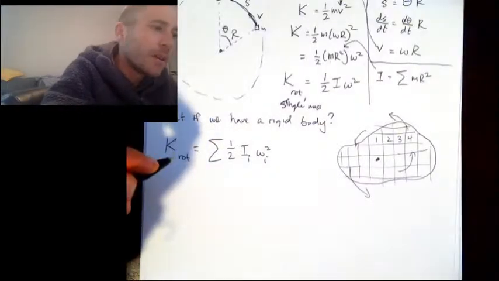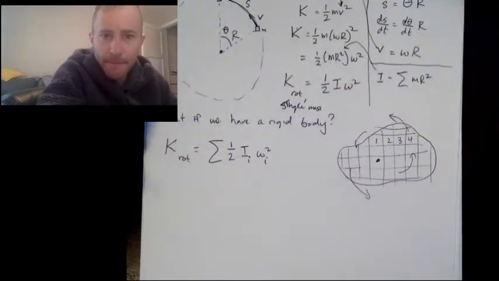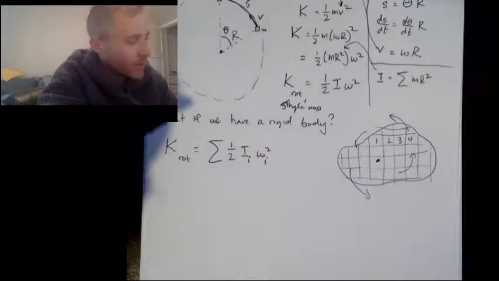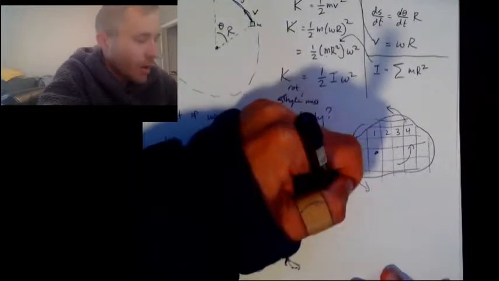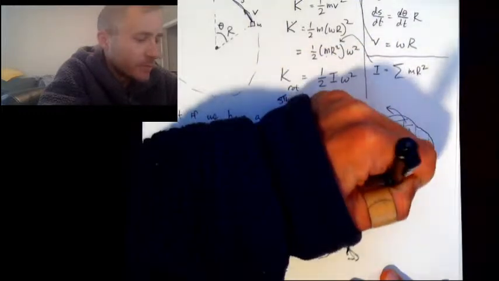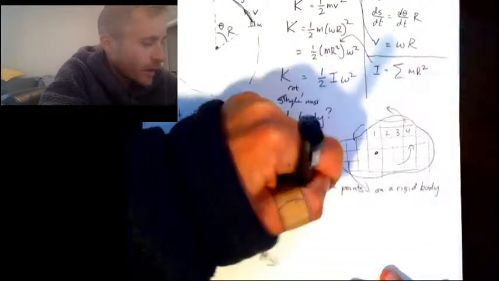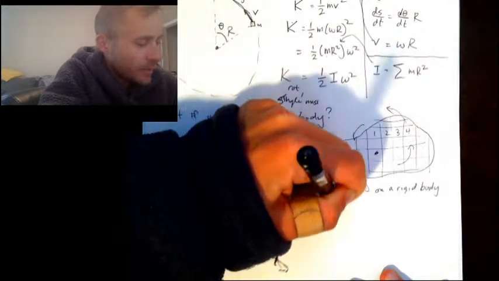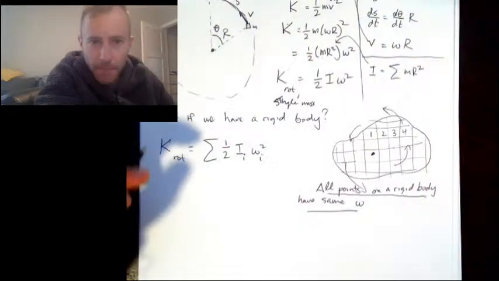Okay? Now, an important point about rigid bodies is that all points on a rigid body have the same omega, the same angular velocity. That's a really important point, okay?